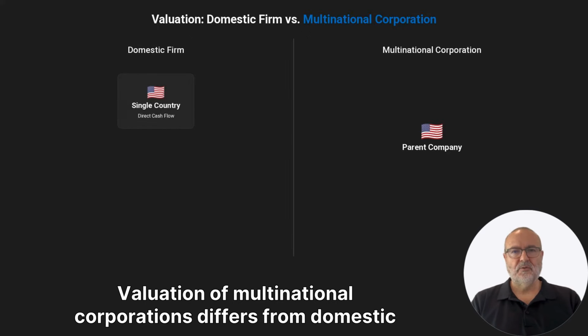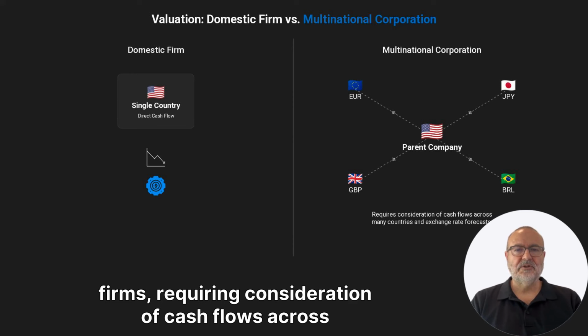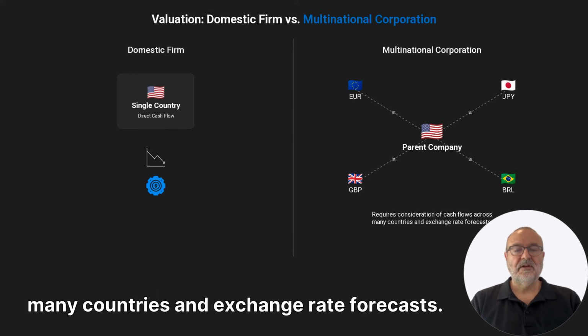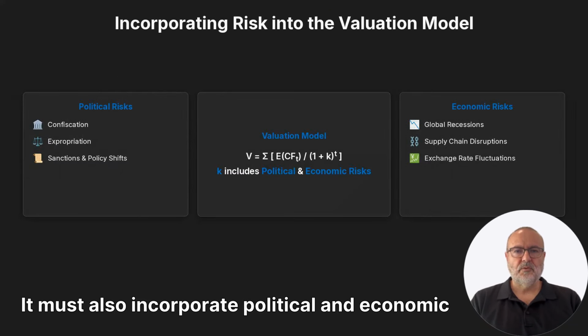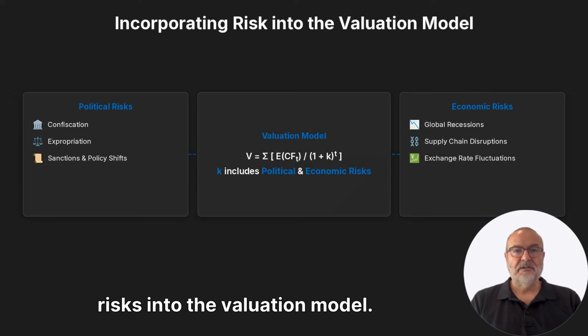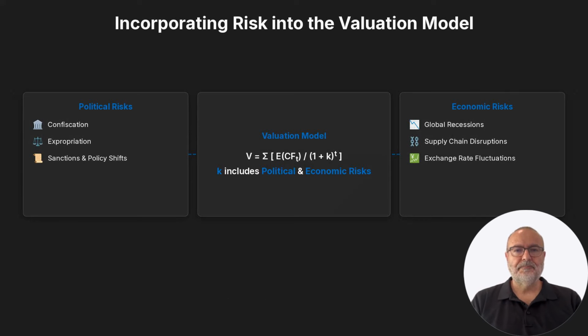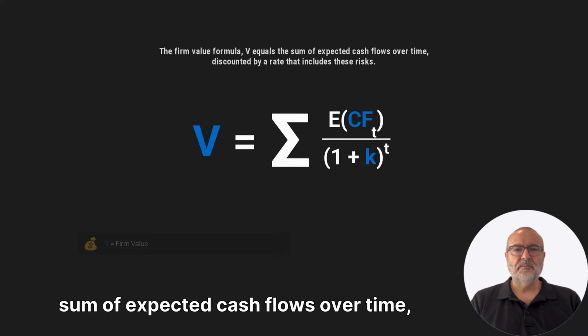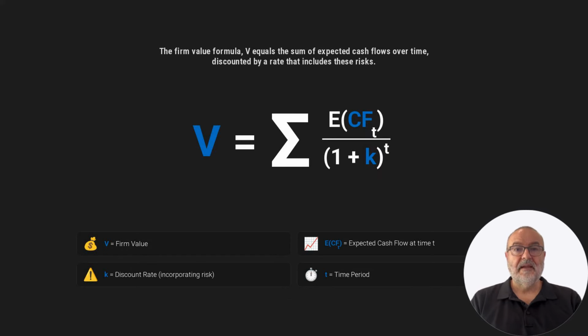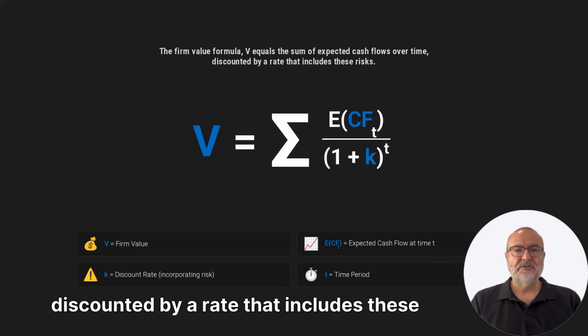Valuation of multinational corporations differs from domestic firms, requiring consideration of cash flows across many countries and exchange rate forecasts. It must also incorporate political and economic risks into the valuation model. The firm value formula, V equals the sum of expected cash flows over time, discounted by a rate that includes these risks.